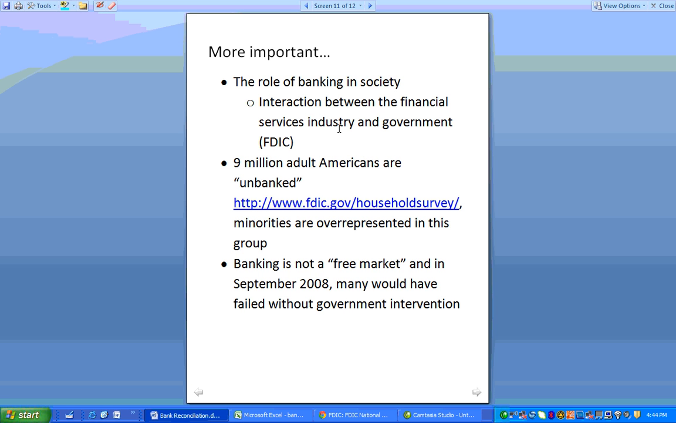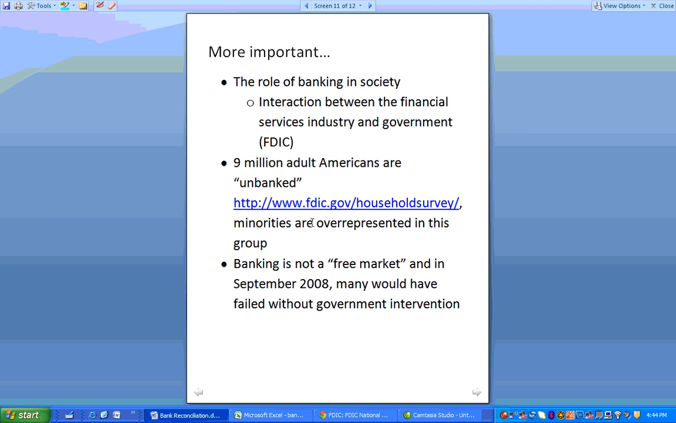Another big issue that I'd like for you to consider is that there's 9 million adult Americans that are unbanked right now. They're taken advantage of. They have to get money orders. It's a very expensive proposition not to have a bank account, and the banks will not serve a number of people. There's an article on the FDIC.gov website about this. A big problem is that minorities are overrepresented in this group of 9 million. So the Hispanic and African American communities have very high rates of unbanked.